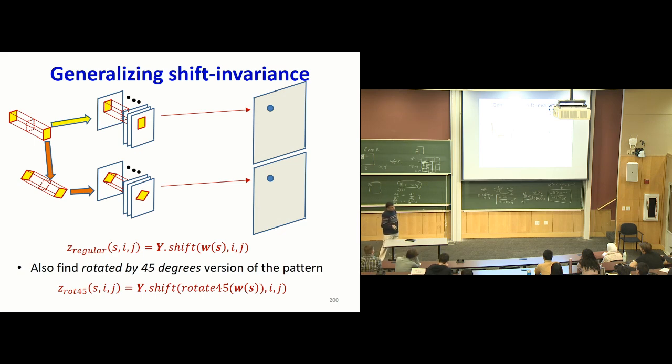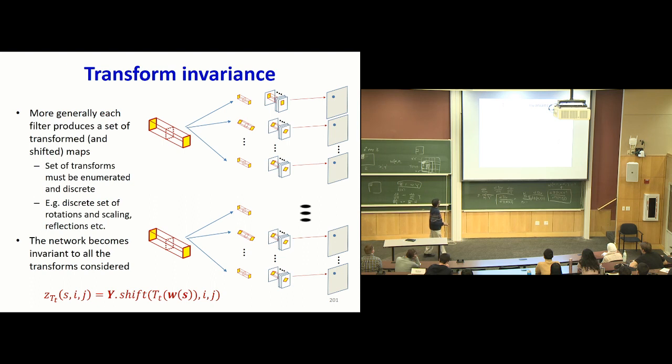So more generally, each filter produces a set of transformed and shifted maps, right? Each filter is going to give you a bunch of transformed filters, each of which is going to produce its own map. So you're going to stack those things up. And the network itself is going to become invariant to all of the transforms that you have considered. But then this, of course, is going to complicate the backpropagation, right? When you're computing the derivative with respect to the filter, you have to keep in mind that this filter produced all of these filters, which produced all of these maps, right?